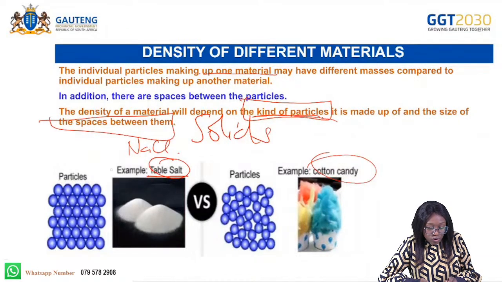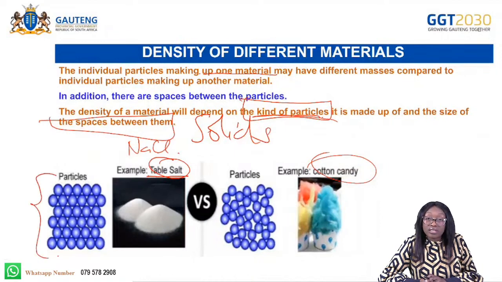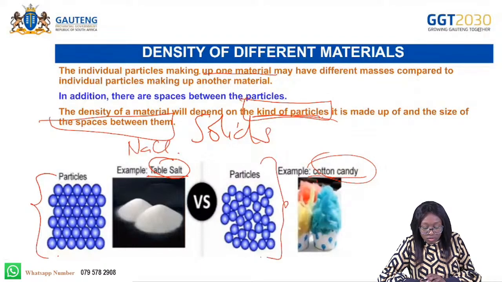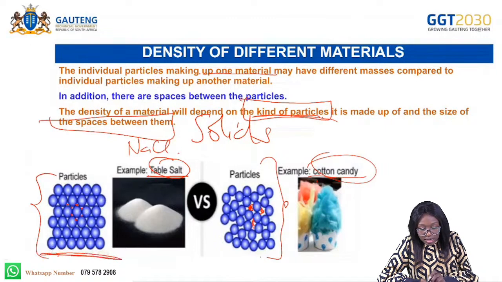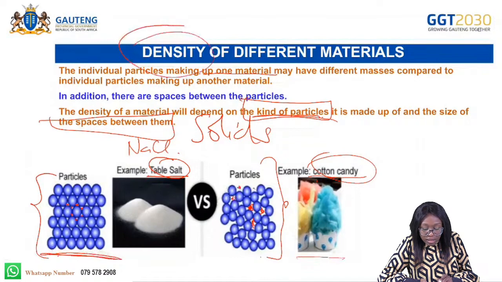If you look at table salt, this is the way that the particles are arranged. If we look at cotton candy, which is another solid, this is the way the particles are arranged. As you can see, there is more space between the cotton candy particles in comparison to the particles of table salt. Since the table salt particles are more packed, it's going to be denser than cotton candy, whose particles have bigger spaces. So this covers the space part.